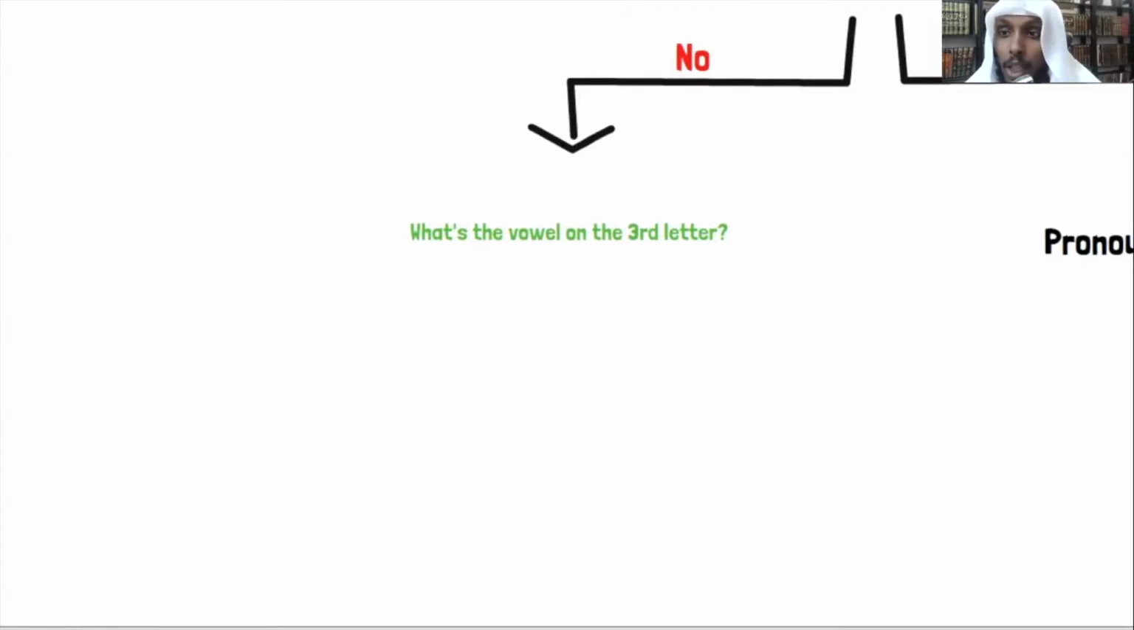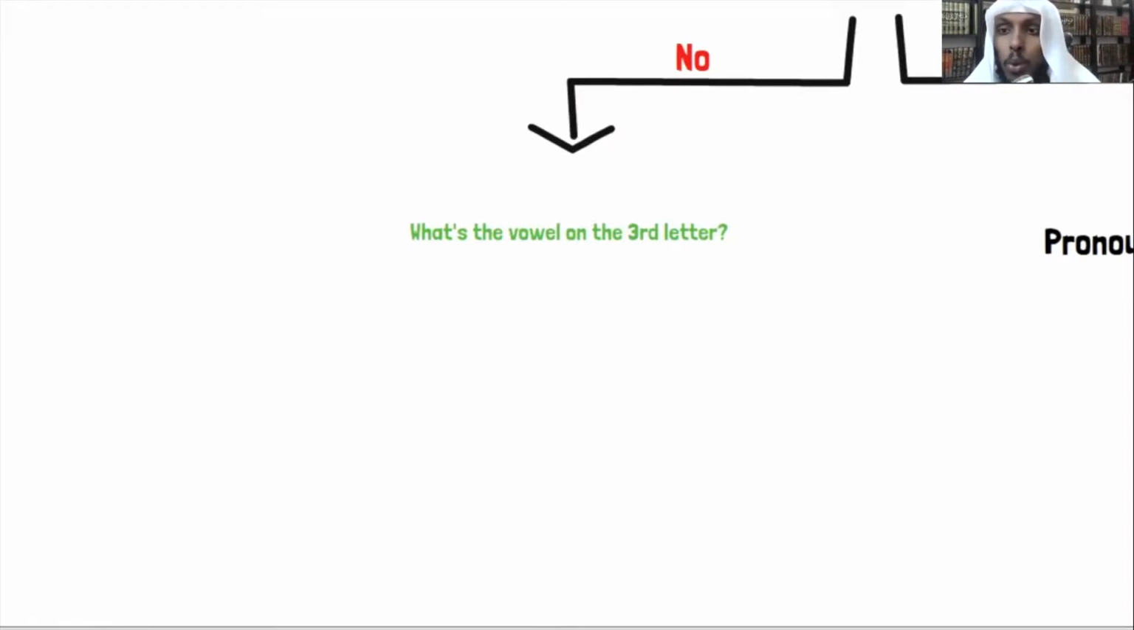Because the second letter, or the letter that comes after Hamzatul Wasl, always has a sukoon. This is a rule. Automatically. Whatever comes after Hamzatul Wasl is going to have a sukoon. 100%. There's no way around it. That's how it is. If it wasn't for that fact, we wouldn't have Hamzatul Wasl to start with.